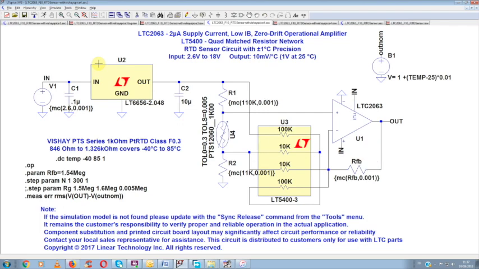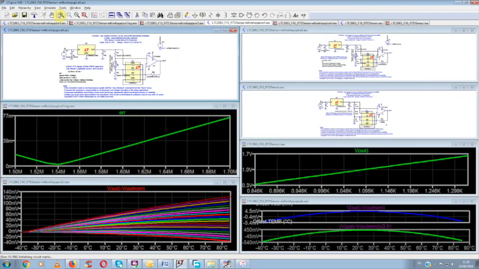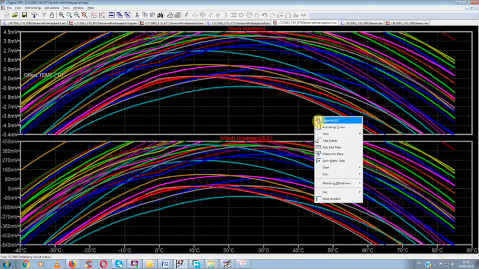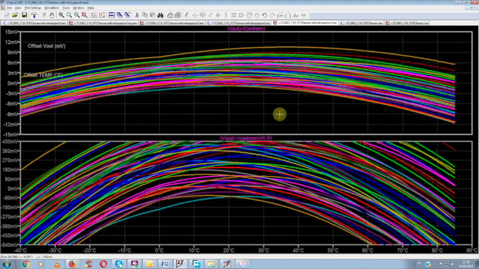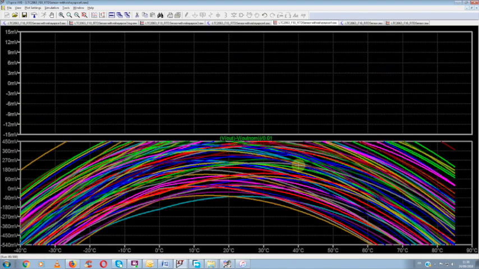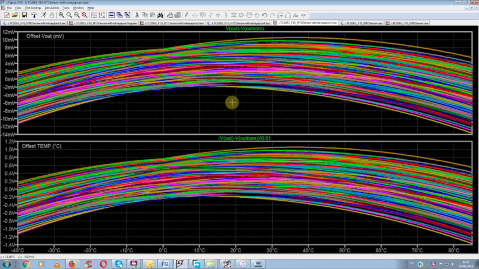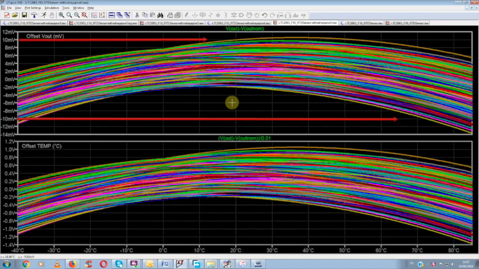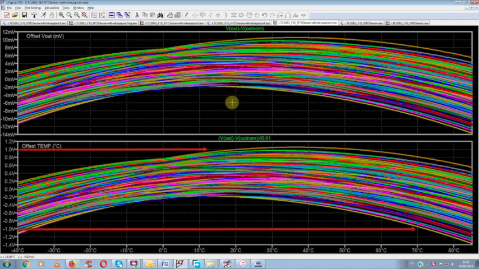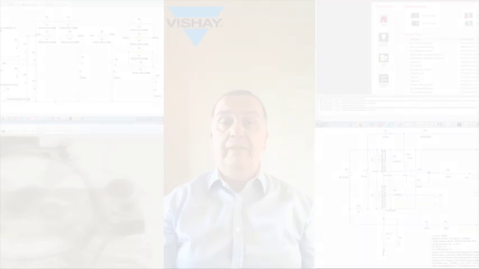We can now make a run of, for example, 300 temperature sweeping simulations between minus 40 and 85 degrees C, showing the variation of Vout in function of temp for all these tolerances. And by comparing again the simulation output with the target voltage, we obtain an overall accuracy of nearly plus or minus 10 millivolt, thus plus or minus 1 degree C, on nearly the whole temperature range.